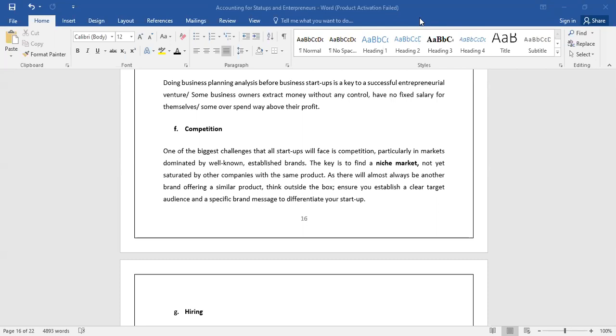What you can do is, okay, you are producing these goods and you know that you have other companies in the same industry, even producing the same goods. What you can do is look for a particular group of people and then you sell your goods to these people. All right.